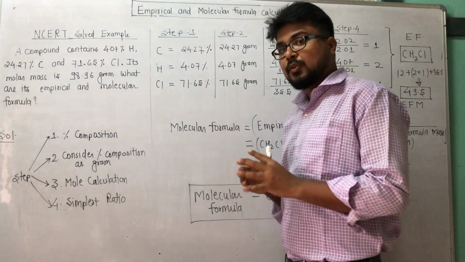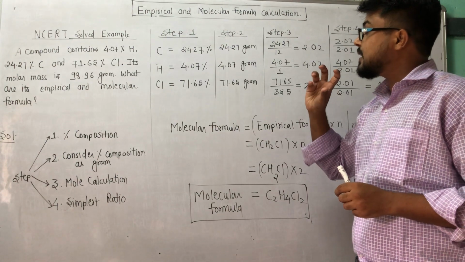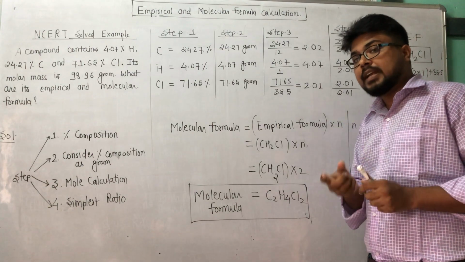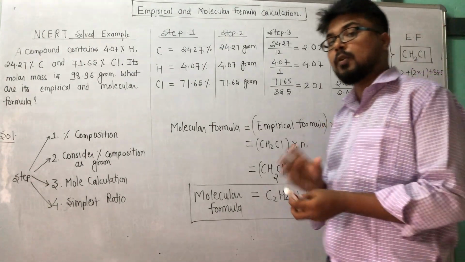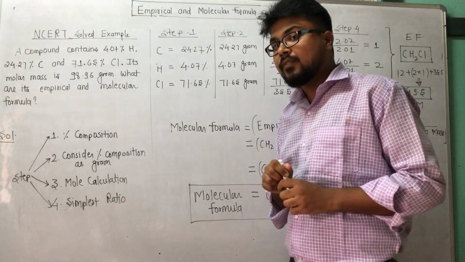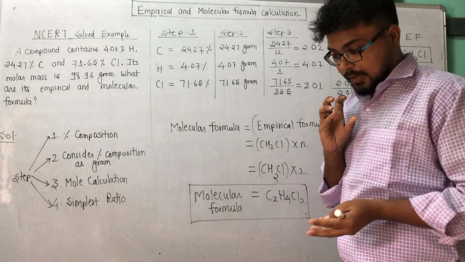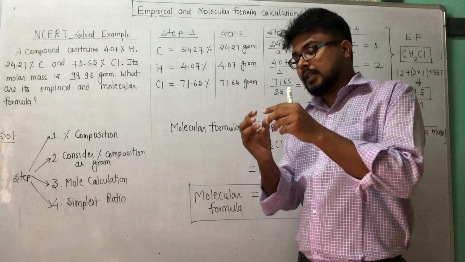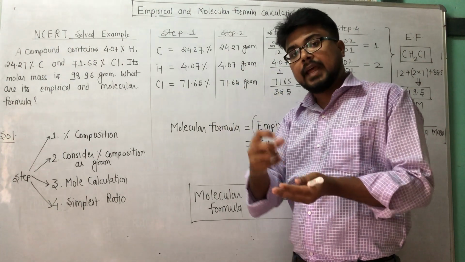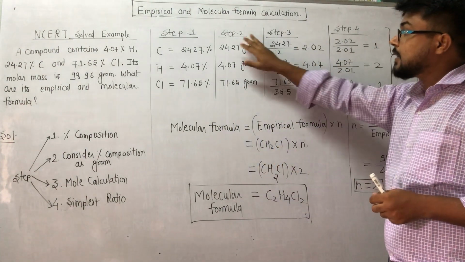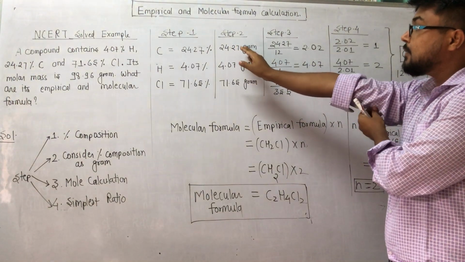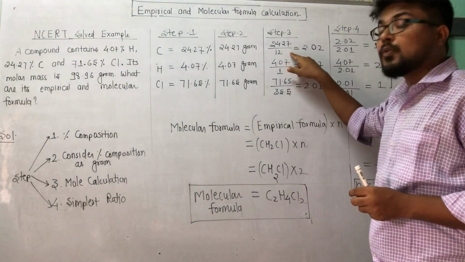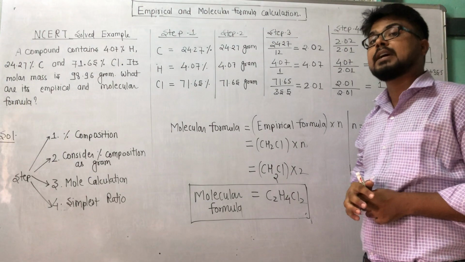Step 1 is the percentage composition, and in step 2 I have to consider it in gram, as given mass. Step 3 is very important, because in step 3 I have to go for mole calculation. And how can I find mole? For mole calculation I have to use the formula in which the given mass is divided by the atomic mass. So for the mole of carbon, the carbon mass is 24.27, and it will be divided by 12. What is 12? 12 is the atomic mass of carbon.